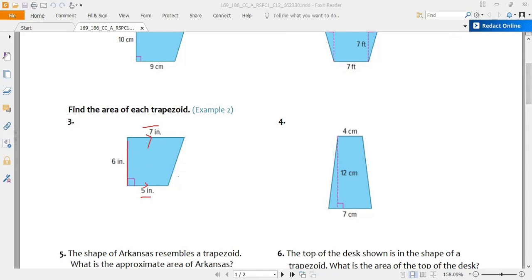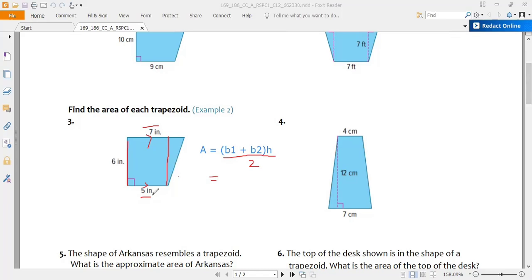To find the area of this trapezoid, we have the rule. Area equals base 1 plus base 2, times the height, and after that we divide by 2. Now why are we dividing by 2? Because we have a triangle here. So let's move towards finding the area of this shape.